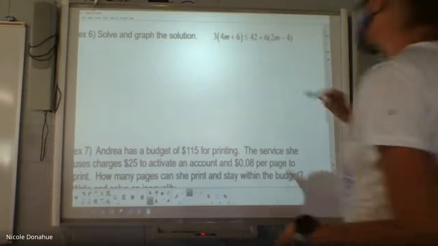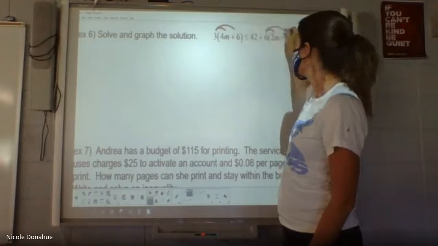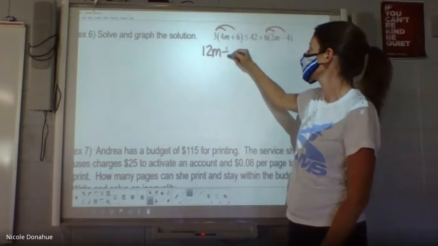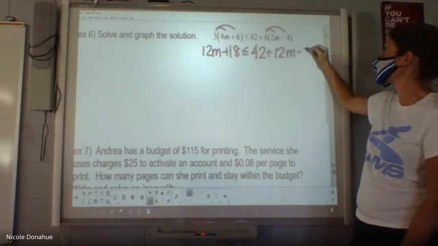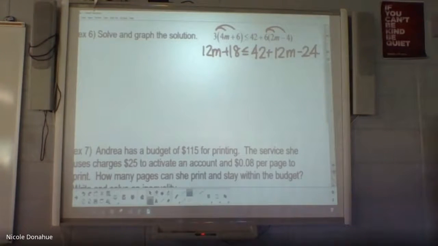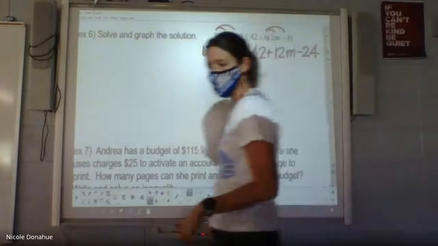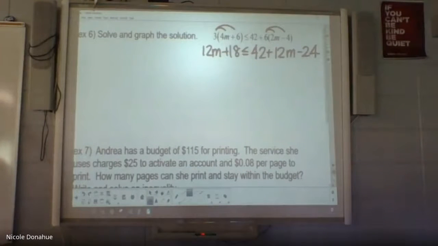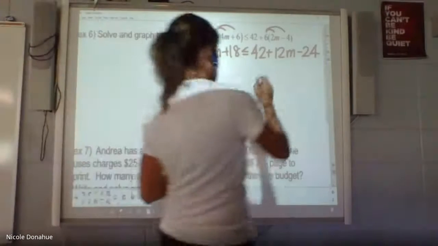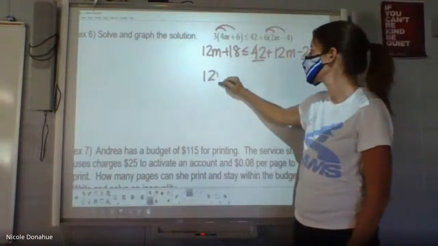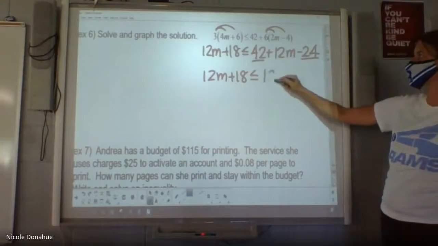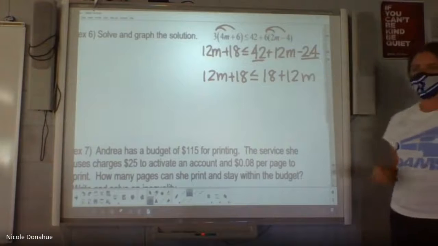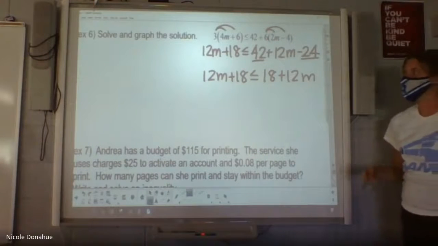Okay, so we're going to distribute here and here. We distributed. Now we can combine some like terms. And some of you guys might have started having some kind of ideas of what's going on here. So 42 minus 24 is actually 18 as well. So I have the same thing on both sides.